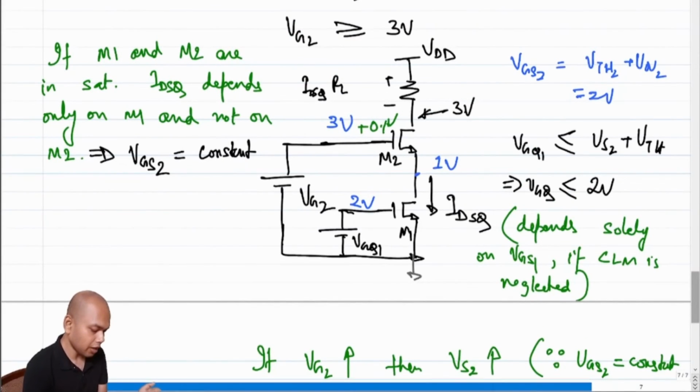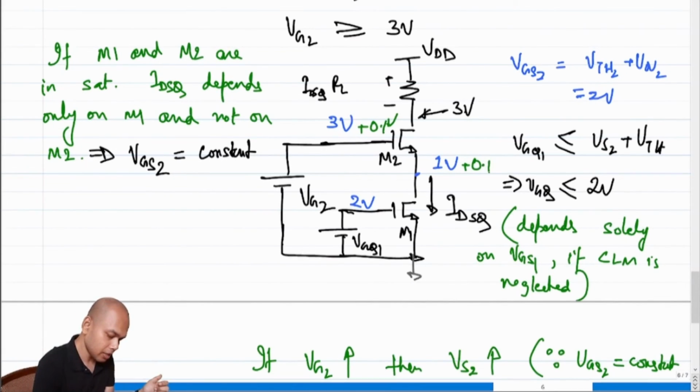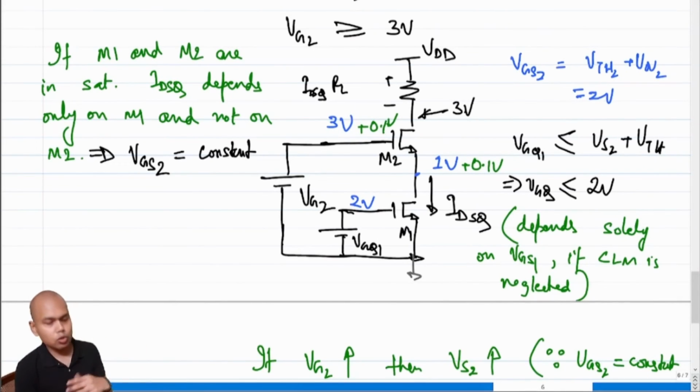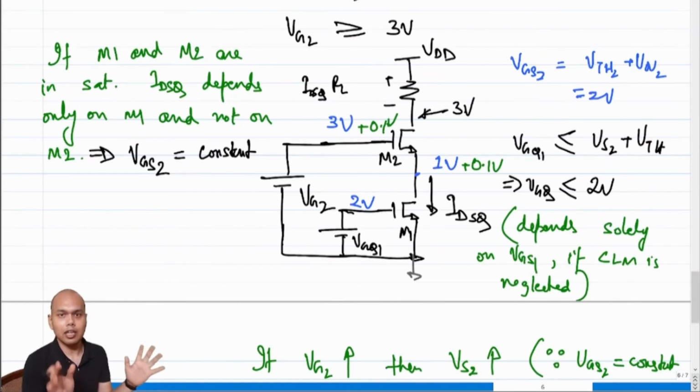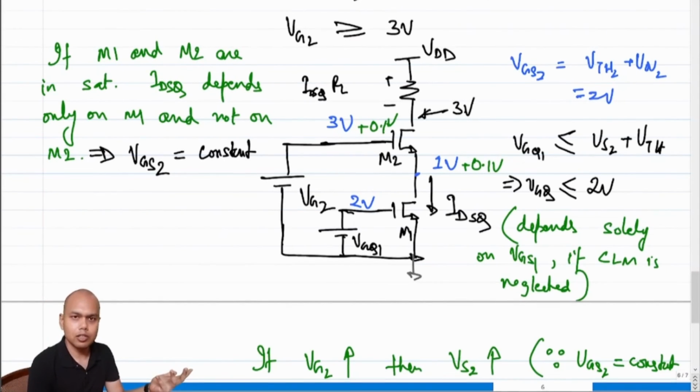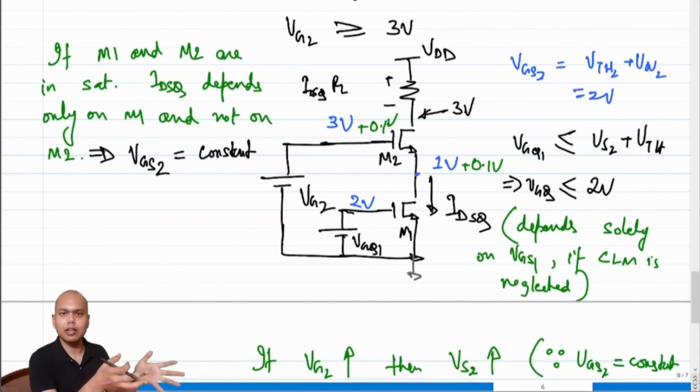So now coming back to the point, if the gate of M2 goes up by 100 millivolt, the source of M2 also has to go up by 100 millivolt. So this will also go up by 100 millivolt. If this goes up by 100 millivolt, will the current through M1 change? Neglecting channel length modulation, if you change the drain to source voltage of a transistor, should the current change? No. Now again, one might argue that it should change now because we have been including channel length modulation, we have been including GDS.